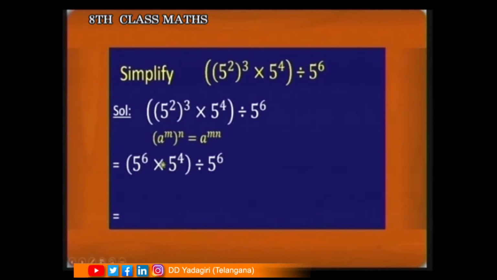Now again to this part I can apply the formula a power m into a power n, because the bases are the same and they are under multiplication. Now after application of this formula we can write it as 5 power 10, because we have to add the exponents.